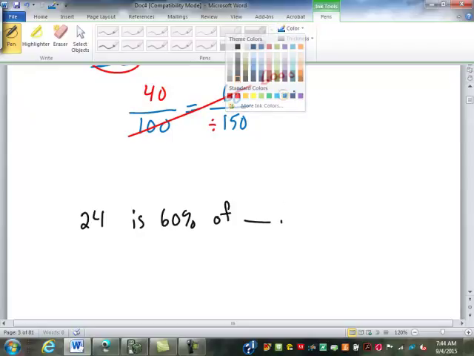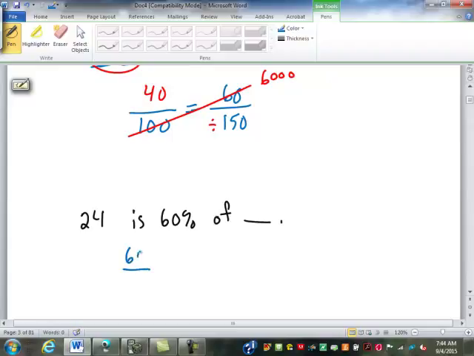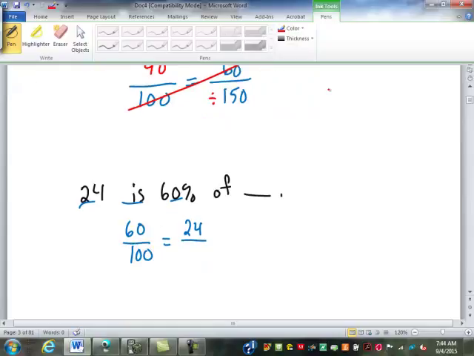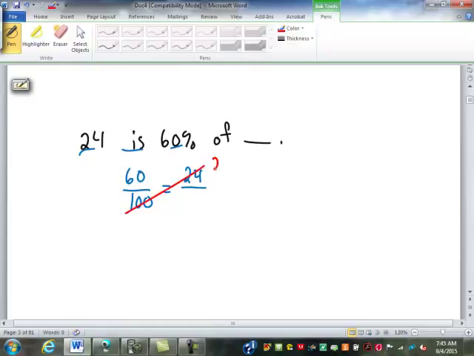So here, 24 is 60% of blank. So we have the percent again, 60 over 100. Does the 24 go on top or bottom? Top. 24 is 60%. It goes with the 60. So we're still cross multiplying and dividing, but once again, we're going in a little bit different direction. 100 times 24 is 2400. Divided by 60 is 40. 24 is 60% of 40.